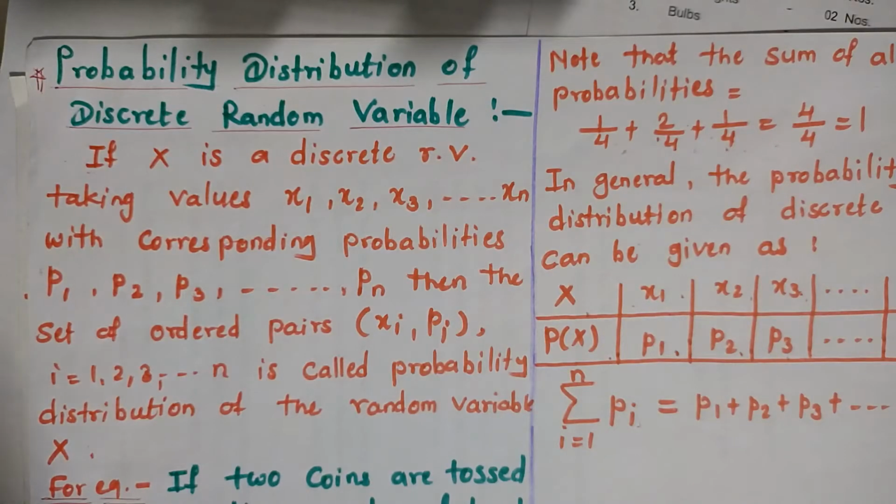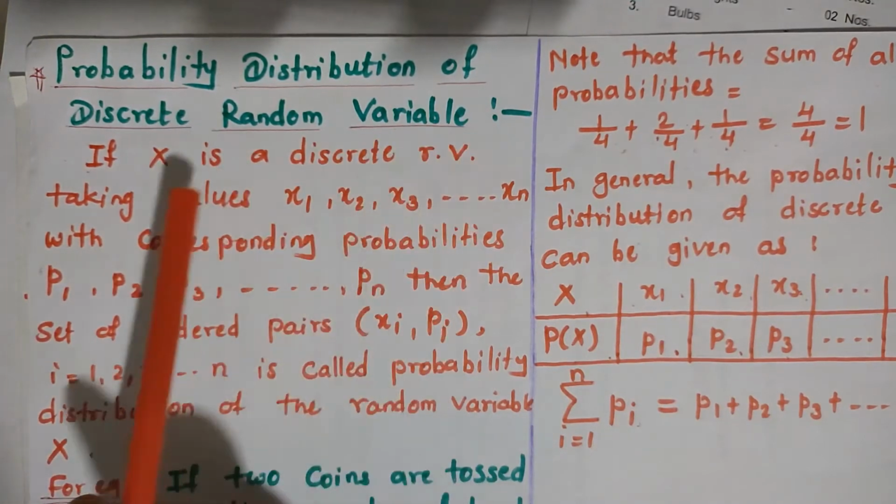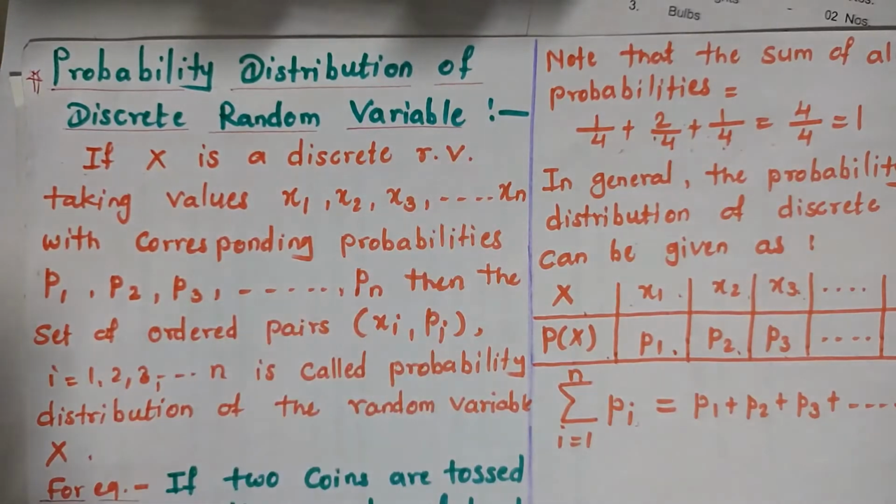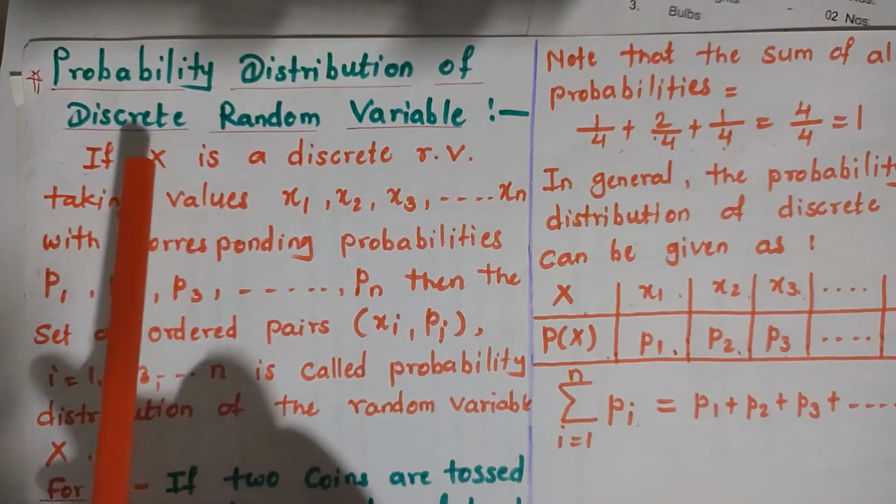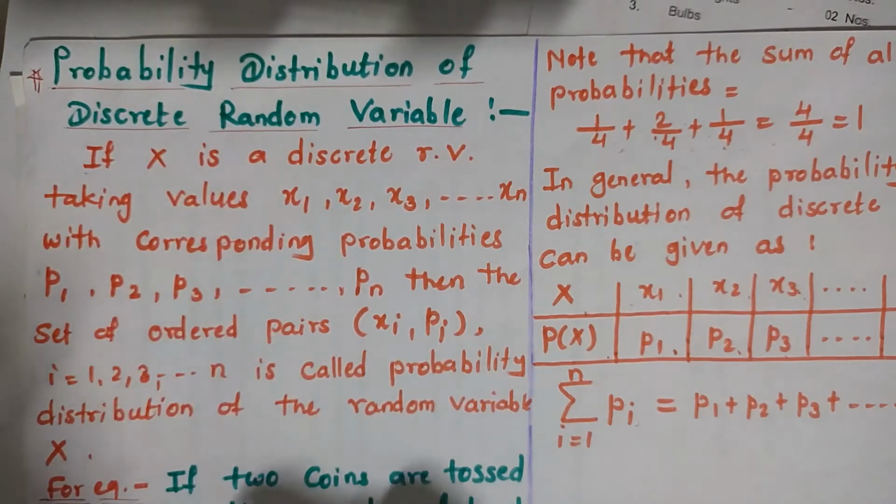In the previous video, we studied the random variable. A random variable is a real valued function defined on the sample space of a random experiment. Now in this video, we are going to learn the probability distribution of a discrete random variable. In the previous standard, we learned the probability of a given random experiment.